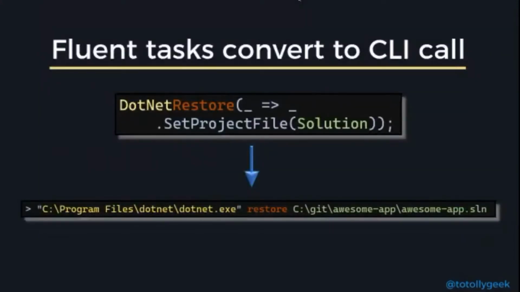And this is how a Fluent task conversion would happen. So if I call the .NET restore and I fluently add the set projects file solution, when I run Nuke in the log file, I will see, because Nuke logs out each CLI call to your different tools that you're using to build up and create your application, that I'm calling the .NET executable with the command restore and a parameter for the absolute path to my solution. This is how it will translate to. And this is really, really cool, and not many systems show you that.